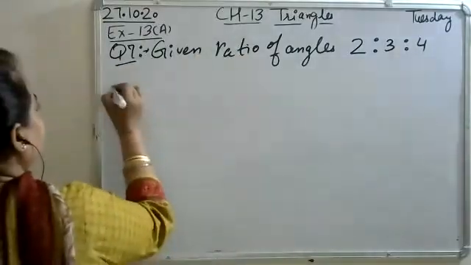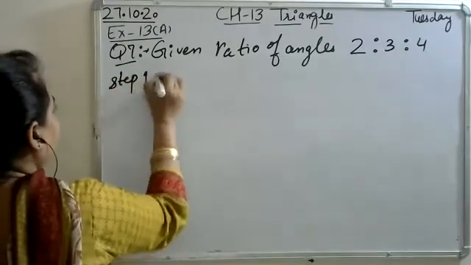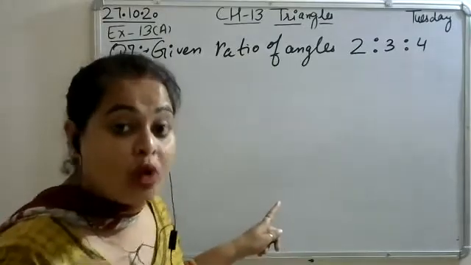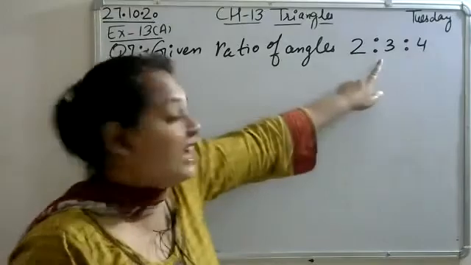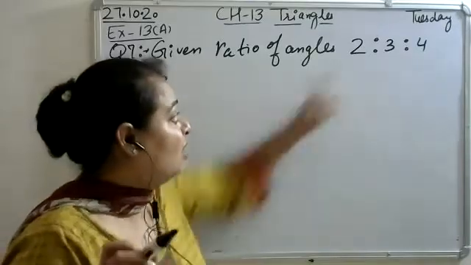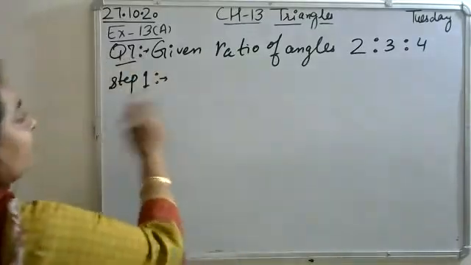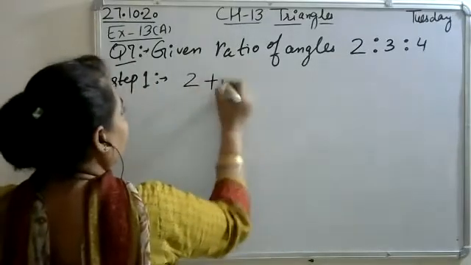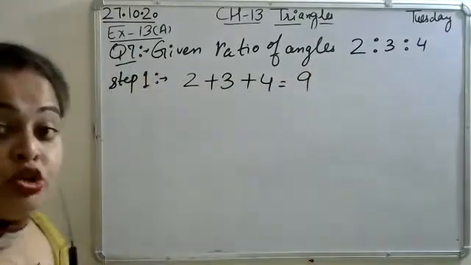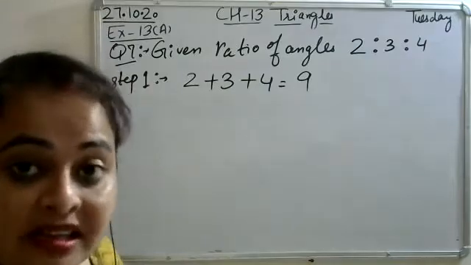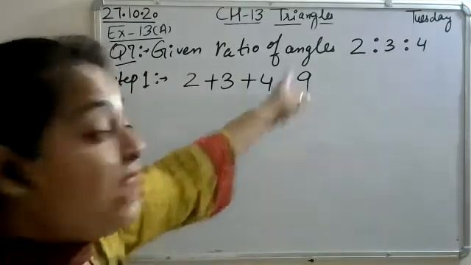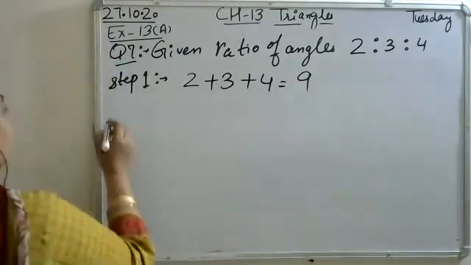So, step number 1. You will apply this method that I am going to explain whenever ratio is given. This method is only applicable if the ratio is given. Now step number 1, add 2 plus 3 plus 4. So 9. You will not apply this method if the angles are given. You will apply this method if the angles ratio is given to you. Now, step number 2.